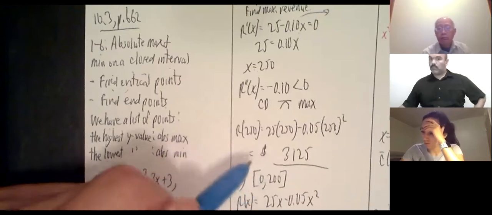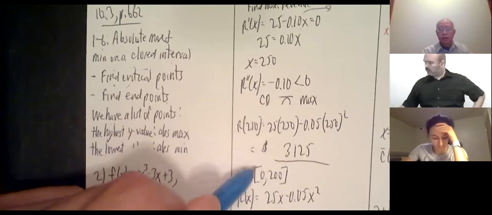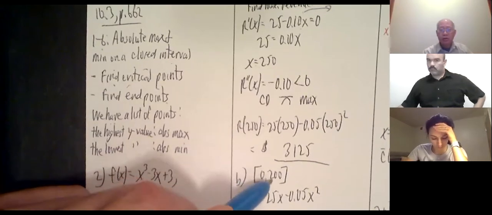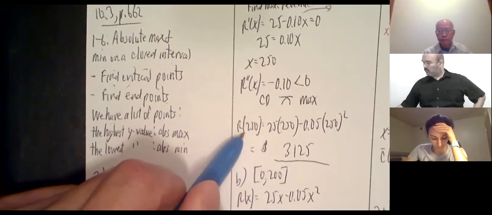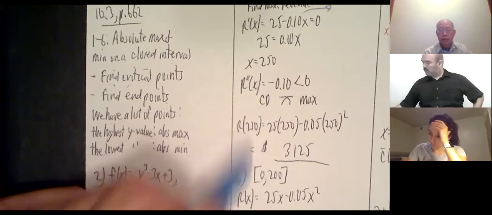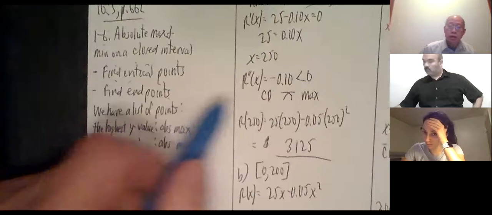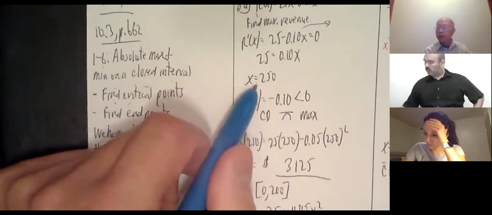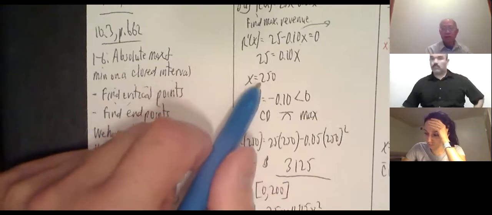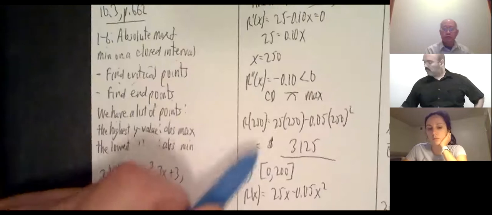Okay, now part B of the same problem says you can only have between 0 and 200. 250 is not allowed, so it's out of range. And that's possible. Maybe in your business, your company, whatever widgets you're trying to put out, you can't crank out 250 a day. Maybe you can only crank out 200 a day of whatever you're trying to produce.